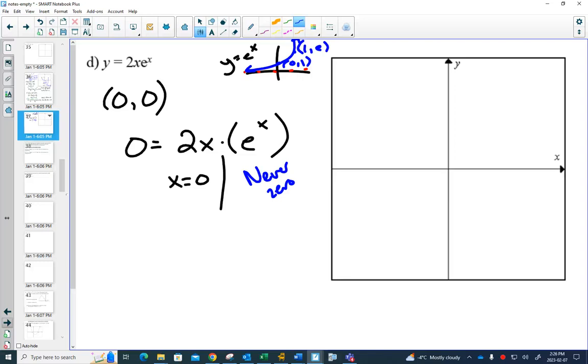So we have only (0, 0) as a point so far. That's our only x-intercept. That is our only y-intercept. We'd have a problem if we had more than one y-intercept. It wouldn't be a function. But you can have more than one x-intercept. In this case, we do not.